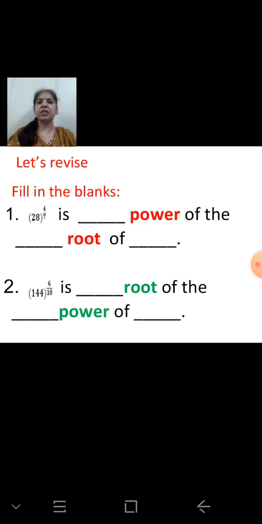Next, we have also studied a raised to m upon n, right? Now let me check. First one, 28 raised to 4 upon 7. We have to fill in the blanks. 28 raised to 4 upon 7 is dash power of the dash root of dash. Which power is it? Fourth power. Root, seventh root of 28.